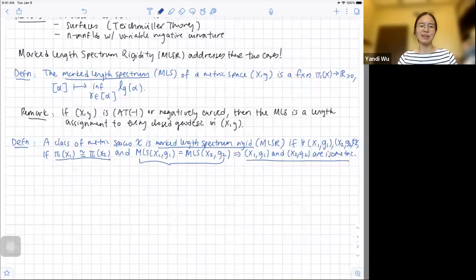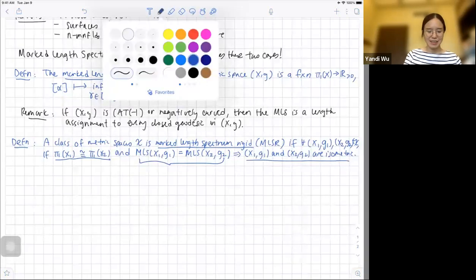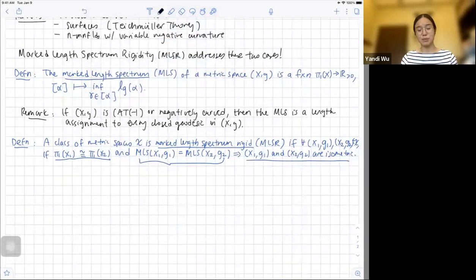So there's also something called an unmarked length spectrum. That's just a list of numbers, so for that one, you don't know what curve each length corresponds to. So that's what the marked part means. And the marked part is actually pretty important, because as it turns out, the marked length spectrum determines the metric on a surface, but the unmarked length spectrum does not determine the metric on a surface.